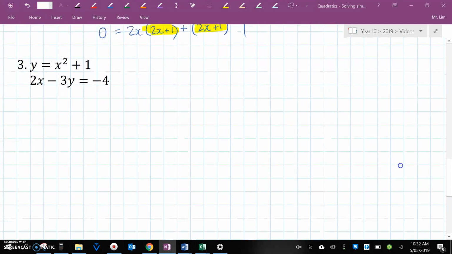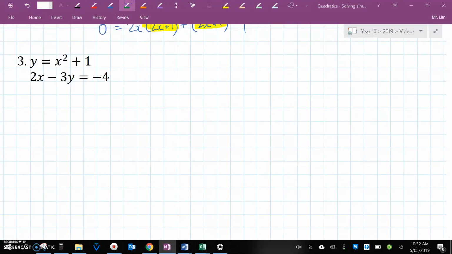Question 3. We have y is equal to x squared plus 1 and 2x minus 3y is equal to minus 4. So again, I'm going to substitute this into where y is, because that is what y is equal to according to the first equation. So I'm going to rewrite this: 2x minus 3 lots of y, which is x squared plus 1, is equal to minus 4.